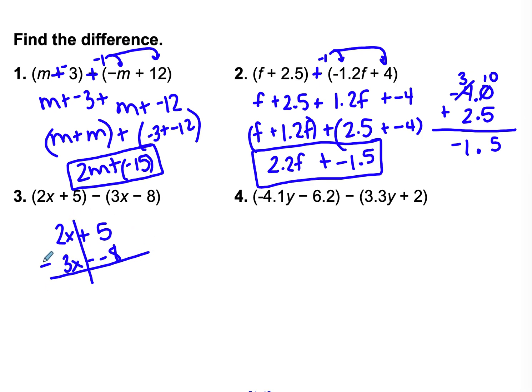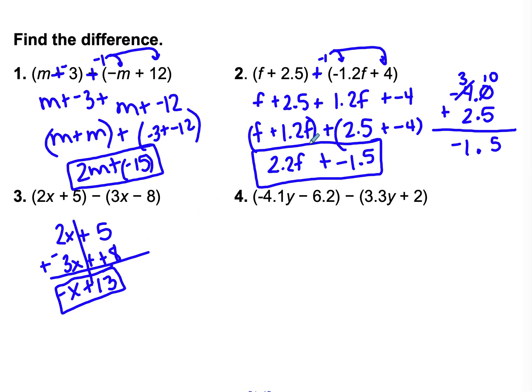Two x minus 3x, boom, change to addition, boom, change the sign. 2x plus negative 3x, different signs, find the difference. That's going to be a negative x. More negatives, the answer is negative. Here, 5 plus positive 8 is going to be a positive 13. So negative x plus a positive 13.